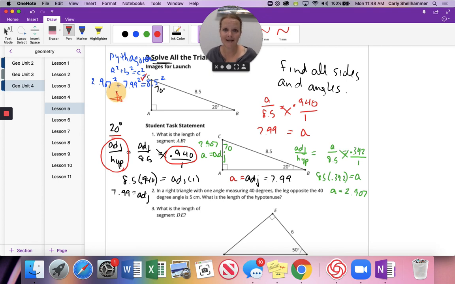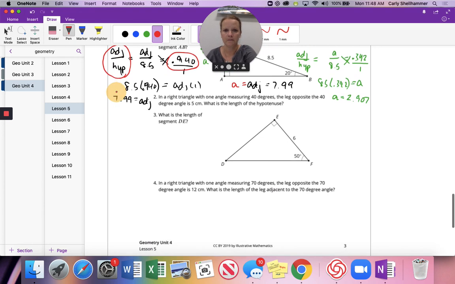Gold star. Yay. All right, I'm sorry, that was a little tangent. Let's move on to number 2. In a right triangle with one angle measuring, let me see if I can add more space here.